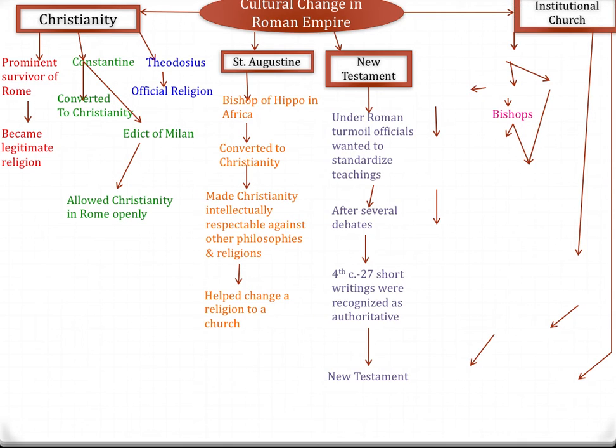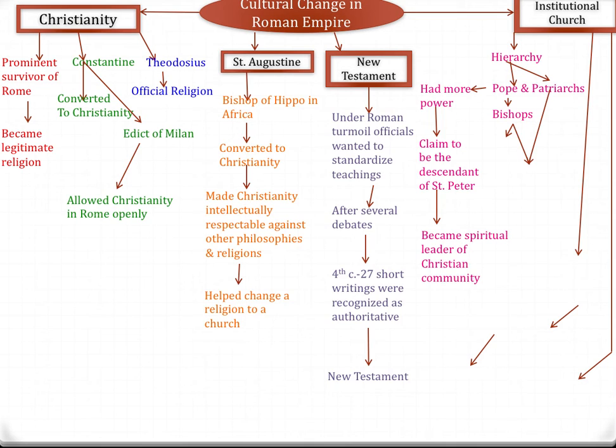Also, because of this, they established the institutional church, where there is the hierarchy. You have the Pope and the patriarchs. The Pope was going to be a little bit more powerful than the patriarchs because he's going to claim to be a descendant of St. Peter. And because of this, he will become the spiritual leader of the Christian community. So kind of what we have today with Catholicism, that the Pope is our spiritual leader. And then you have the bishops who will take care of the diocese. Again, similar to today, if you're Catholic, we have a bishop that takes care of all of the El Paso diocese.